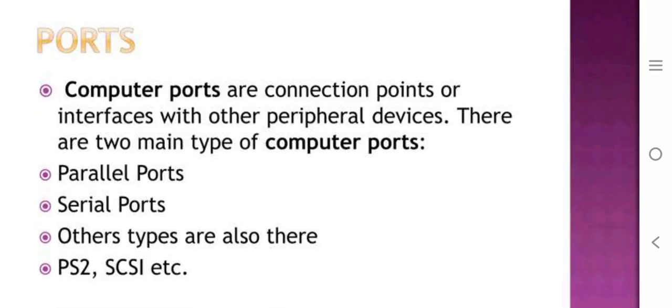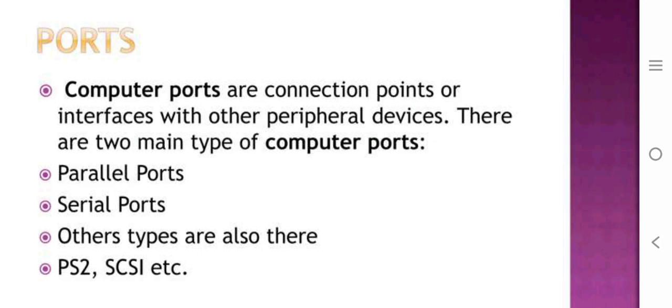Now the next one is the ports. A computer port is a physical connection point or interface used to connect external peripheral devices such as a printer, keyboard, mouse or monitor. There are mainly two types of port, parallel port and serial port, along with some other types like PS2 and SCSI. These ports make it easy for the computer to communicate with external devices.